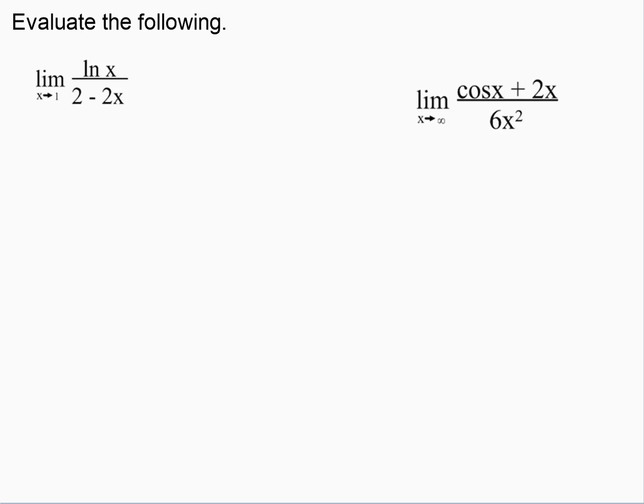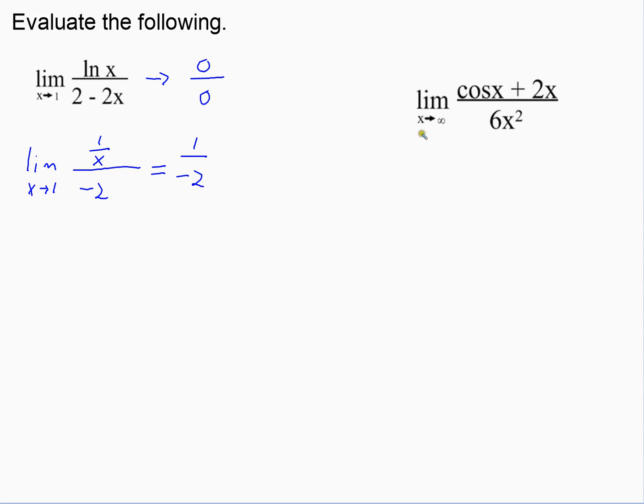Next one, limit as x approaches 1 of natural log of x over 2 minus 2x. So if we apply the limit here, natural log of 1 is just 0. And then 2 minus 2 times 1 is 0. So what we'll do is take the derivative of both of those. Derivative of natural log of x is 1 over x. Derivative of the denominator is negative 2. Now applying the limit, it does work. So we have 1 over 1, which is 1, over negative 2.